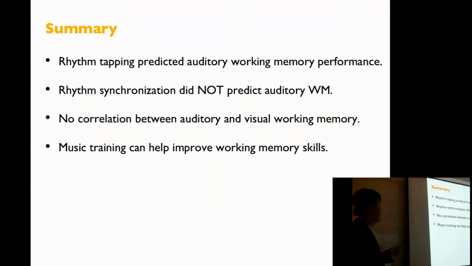So I've shown you that rhythm tapping predicts auditory working memory performance, but rhythm synchronization did not predict auditory working memory. There's no correlation between auditory and visual working memory, and music training can help improve working memory skills.